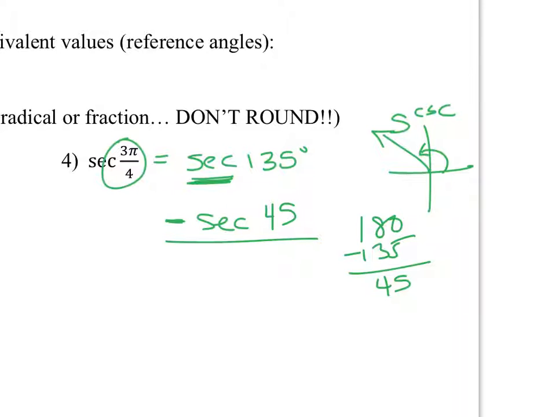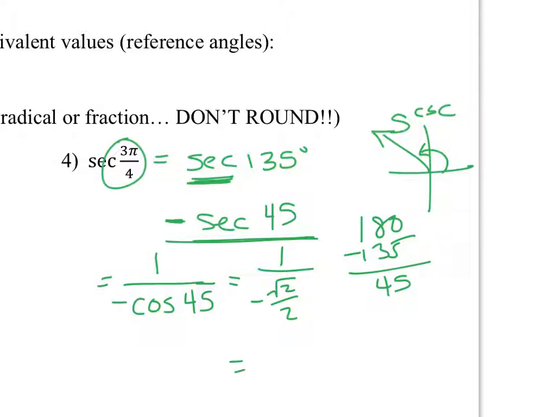So basically we just flip the cosine of 45. The secant of that would be 1 over negative the cosine of 45. Remember, secant is the reciprocal of cosine. So all I have to do is flip it. The cosine is radical 2 over 2, so I just flip it and it becomes negative 2 over radical 2. Again, rationalizing this, we get negative 2 radical 2 over 2. Those cancel out, and it's just negative radical 2.